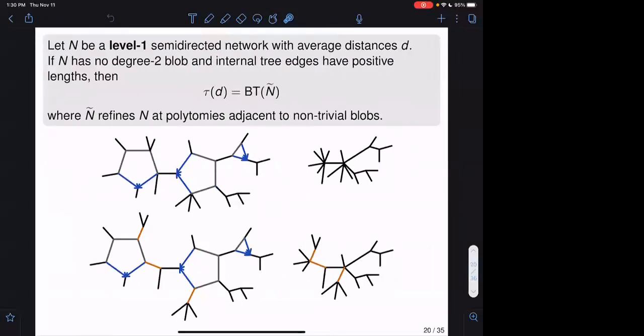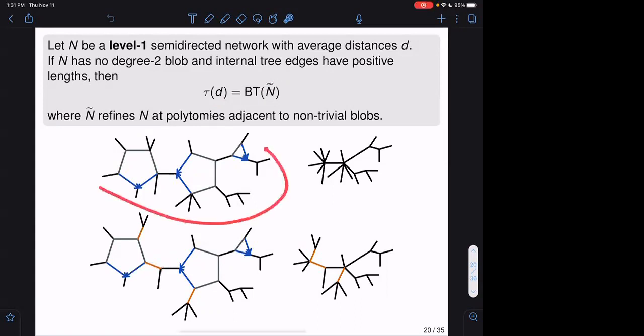So if we assume that our network N is of level 1, and we make the same small assumptions, it has no degree 2 blob, internal tree edges have positive lengths. So here, not just cut edges, but also any other internal tree edge, like these 3. Otherwise, contract them and create a polytomy. Then the distance split tree is a blob tree of a refinement of N. And this refinement is exactly when we separate the polytomies that are adjacent to the blobs.